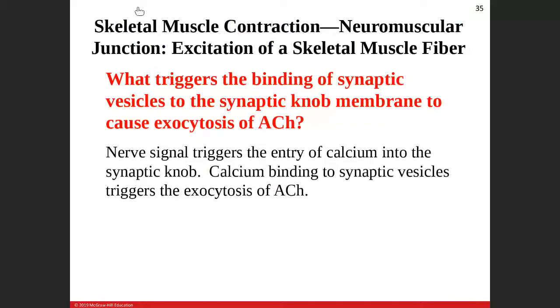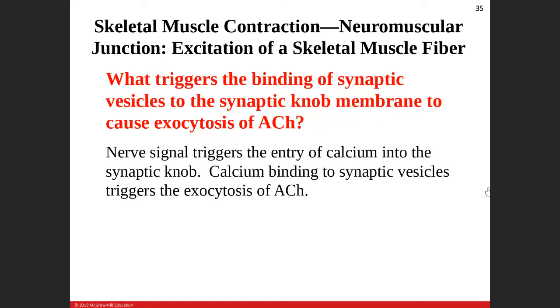So this question here asks, what triggers the binding of synaptic vesicles to the synaptic knob membrane to cause exocytosis? Okay, the action potential triggers the opening of those calcium gates. So calcium will then bind to those synaptic vesicles, and that is the trigger. So now you can see calcium is important, right? At least so far. We learned from our video last week that we need calcium to remove troponin and tropomyosin off the binding sites for actin and myosin to have a cross bridge. I'll show you that video again here shortly. But now we can see why calcium is also important.